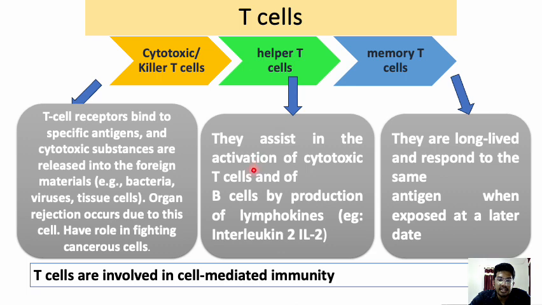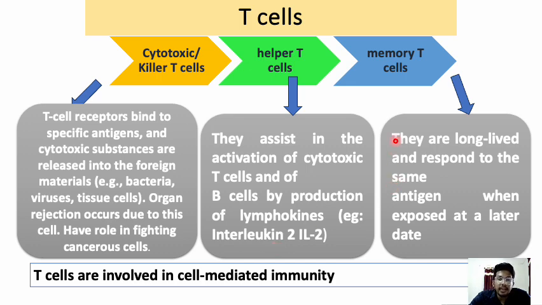Next, the helper T cells. The helper T cells are required for the activation of the cytotoxic T cells as well as the B cells. These helper T cells produce lymphokines. An example is interleukin 2, or IL-2.